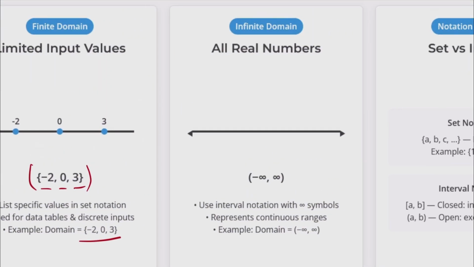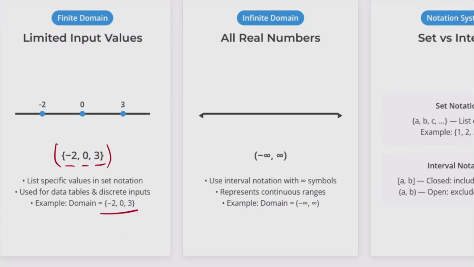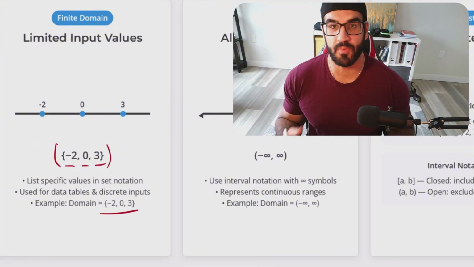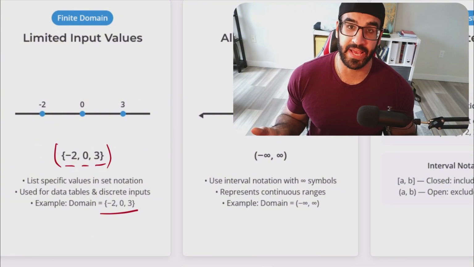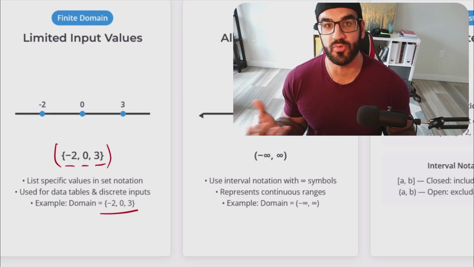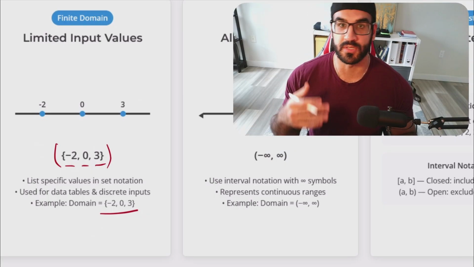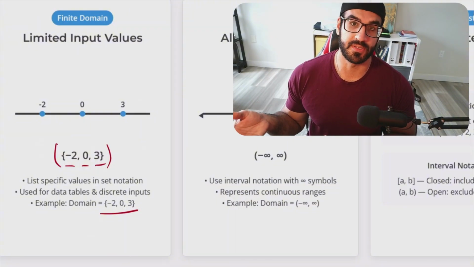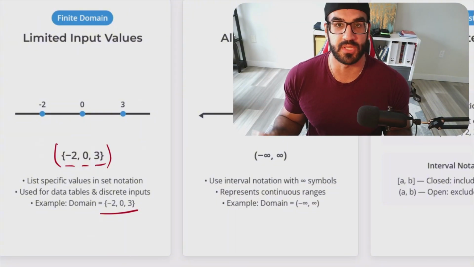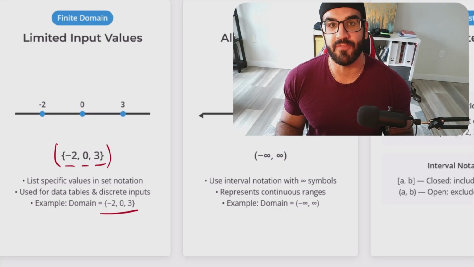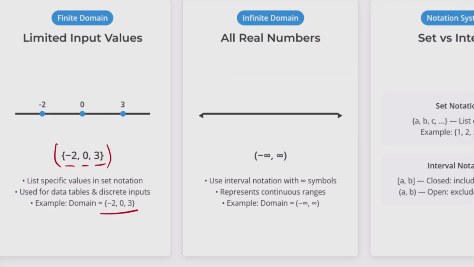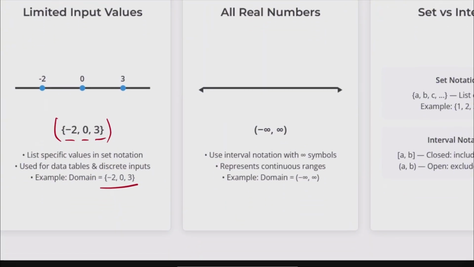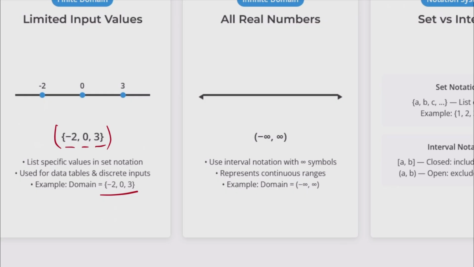On the other hand, we have what we call an infinite domain. It means that rather than having specific numbers or a limited amount of numbers, we have a range. In this range, since we have all the real numbers, for example between 1 and 2, there are infinitely many numbers. It can be anything: fractions, decimals, you name it. So we call it infinite. For instance, I can have negative infinity to positive infinity, and here we use interval notation with infinity symbols. This is for the continuous range, and we have the domain for that one.